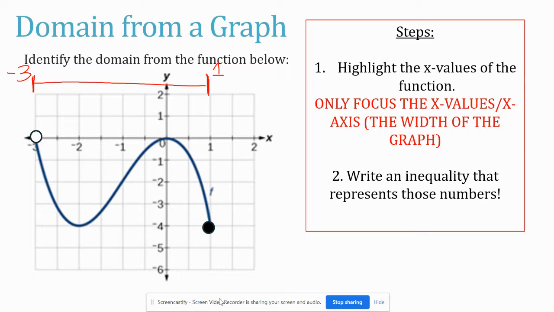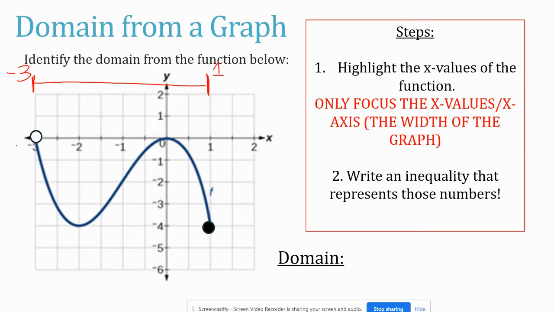Okay, so now that we have those numbers, we are going to write this as an inequality. So what this means is every number in between, but not including, -3 and 1 is included in this domain. So that means -2.5, -2, -1, 0, 0.5, and 1. So, and then every other decimal in between. So this is how we're going to write it.